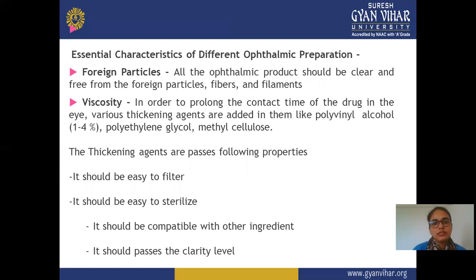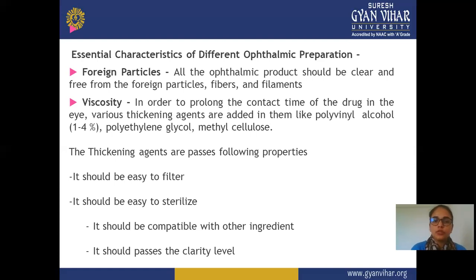Next are the essential characteristics of different ophthalmic preparations. These are characteristics that you should check, and with their help you formulate your ophthalmic preparation. First is foreign particles. All ophthalmic products should be clear and free from foreign particles, fibers and filaments. Your formulation should be a clear solution, and you check whether any foreign particle, fiber or filament is present. Before it comes to market, or after finalizing your formulation, you perform a clarity test. It should be clear and not contain any particle or material that may contaminate your product. Next is the viscosity.